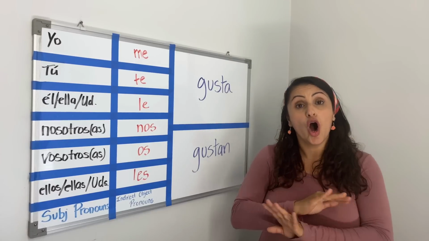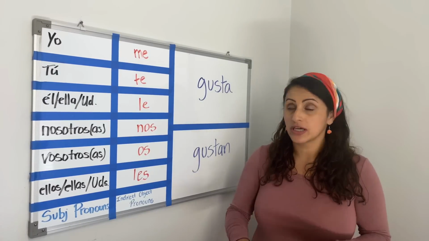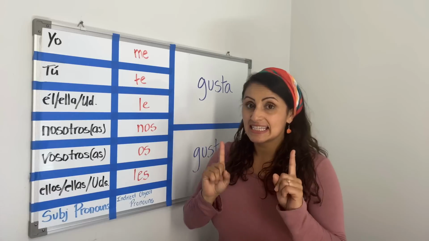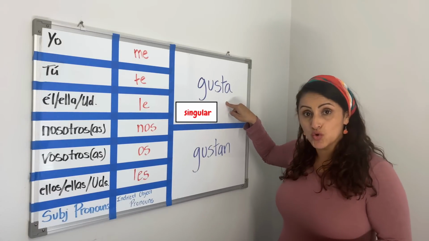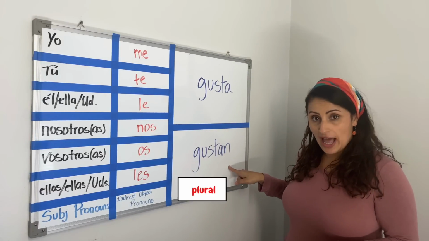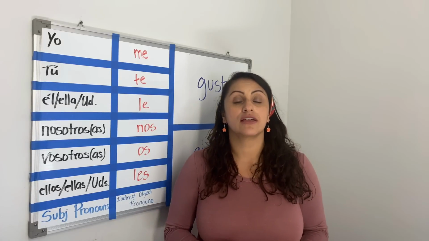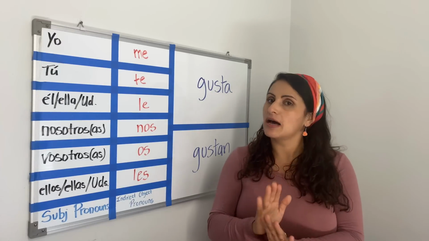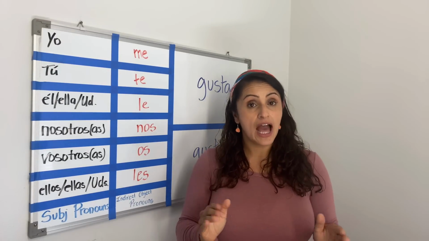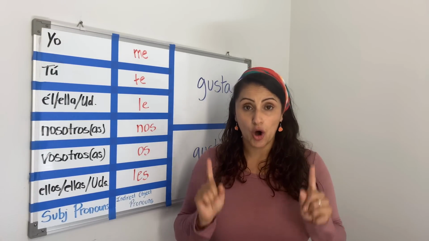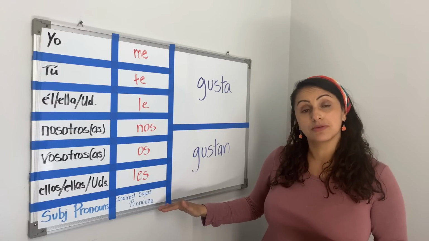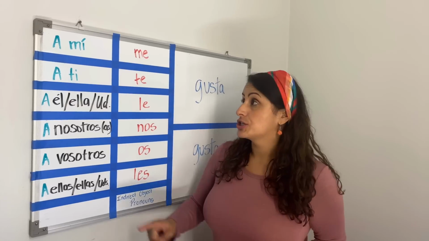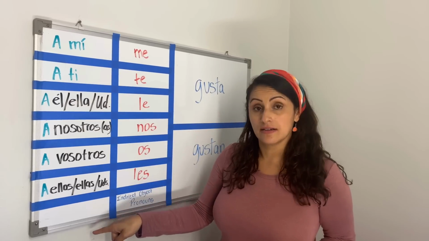Right now, all I want you to do is to focus on using the indirect object pronouns and deciding whether you're going to use gusta or gustan, depending on the number of things you like. Does this apply to every verb? Absolutely not. For right now, we are going to focus on only using those indirect object pronouns with the verb gustar.